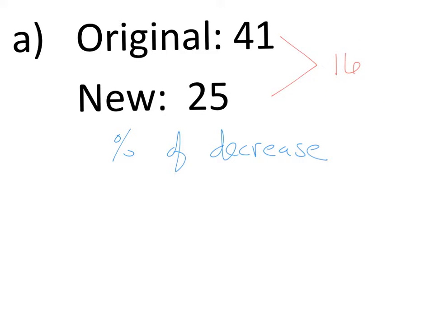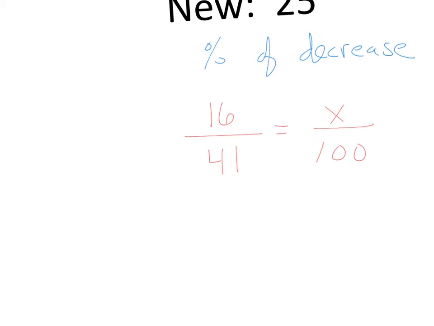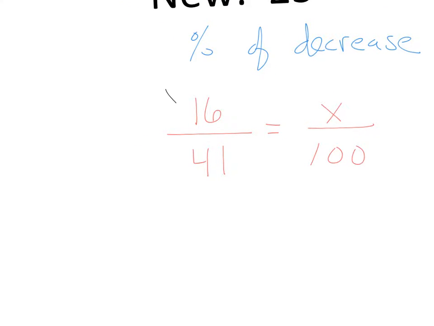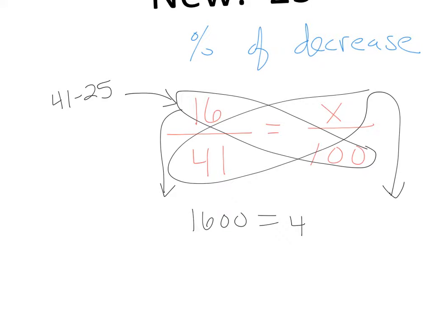So now we're going to write our proportion. Difference, 16, over the original amount, which was 41, equals what percent out of 100. Okay, so now that you have that, you're going to go ahead and cross multiply, and I'm going to go ahead and just put a note here off to the side just so you remember where this comes from. This is where we're going to take 41 minus 25. Okay, that's how we're getting that. Okay, all right, so we're going to go ahead and cross multiply these, and we're going to end up with 1,600 equals, on the other side there, 41x.